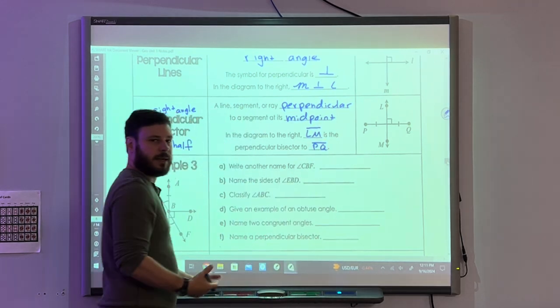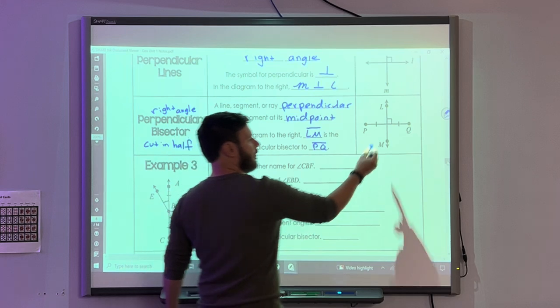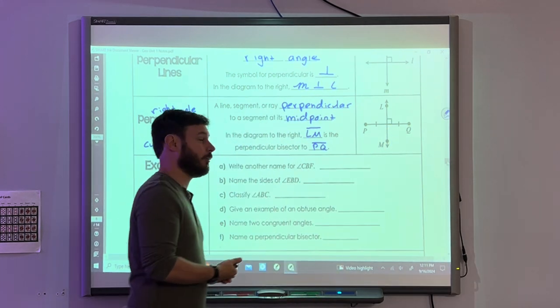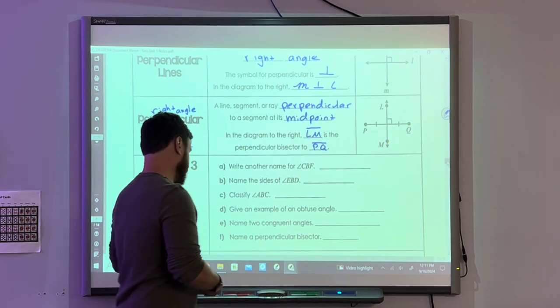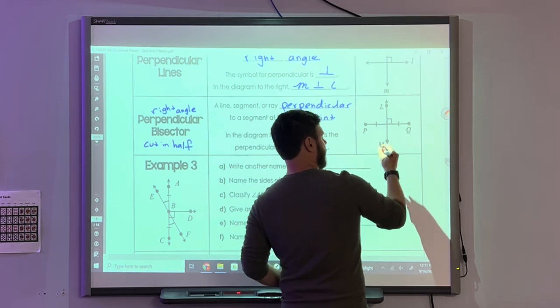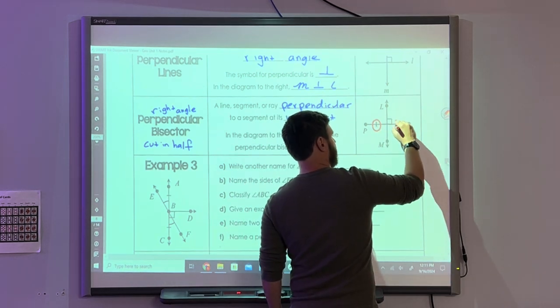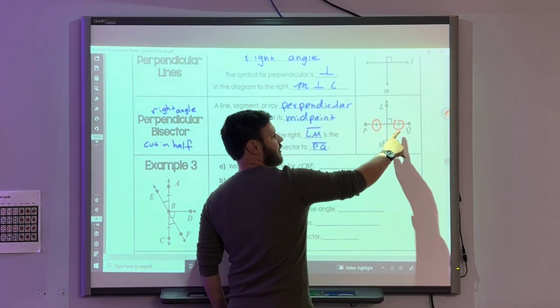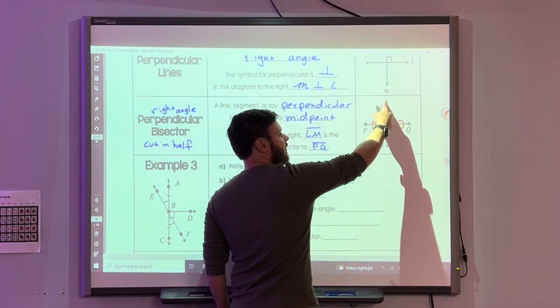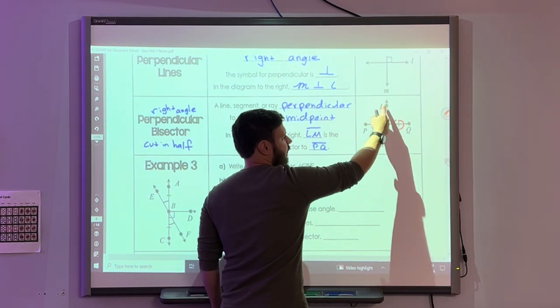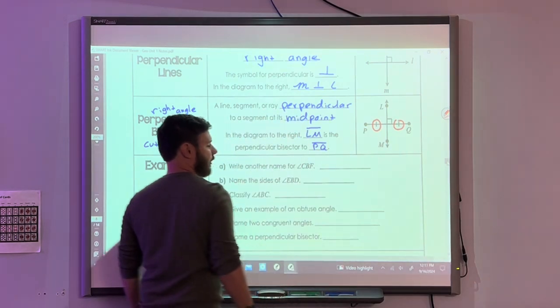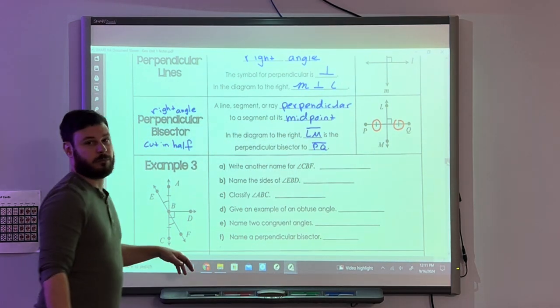And how do I know which line is which? Because, well, they both make the box, so they're both being right angles. I can see that these tick marks here are telling me that this half is equal to that half. So this line is doing the cutting in half of this line. So LM is the bisector to PQ.